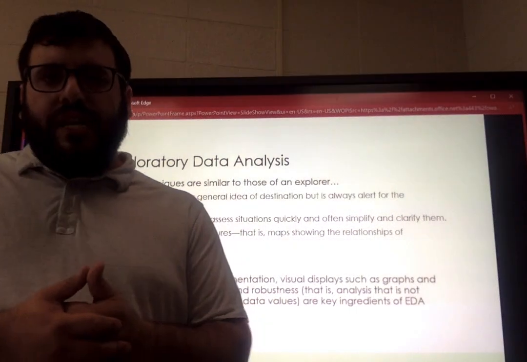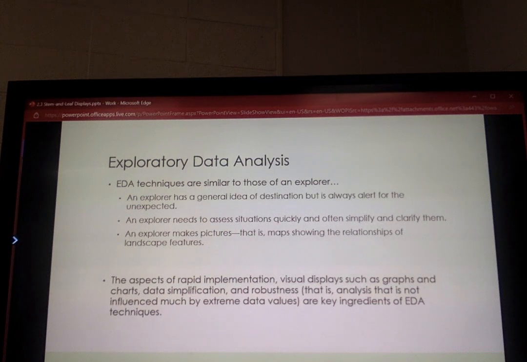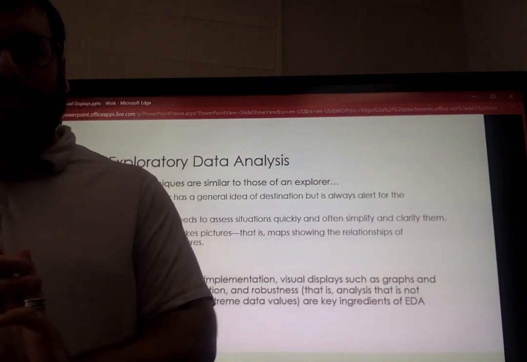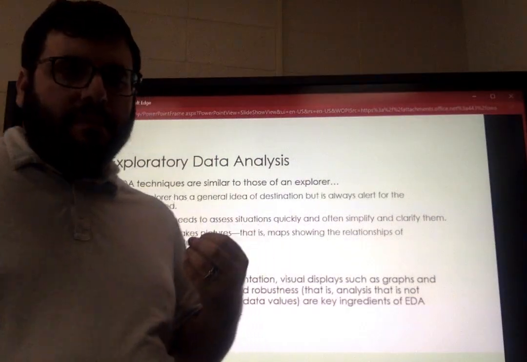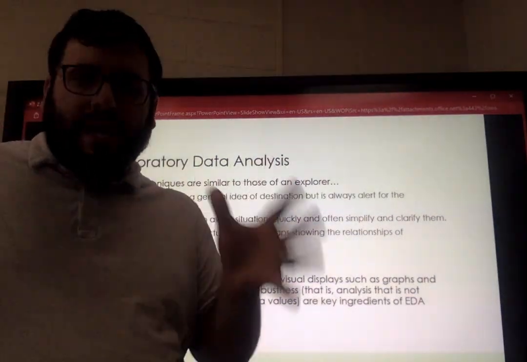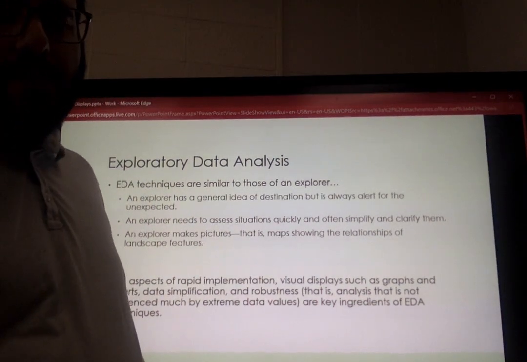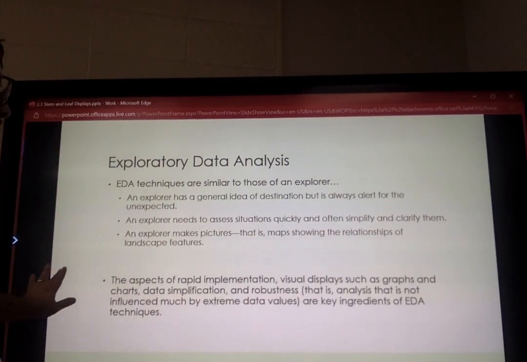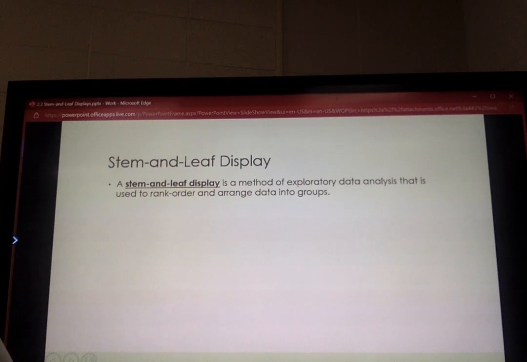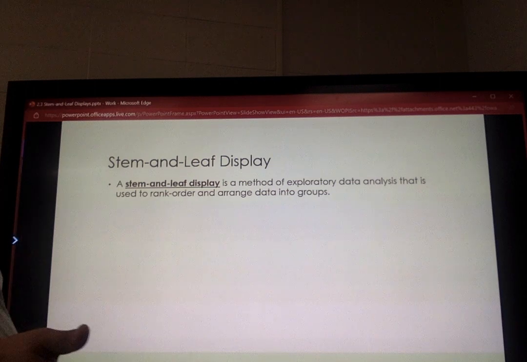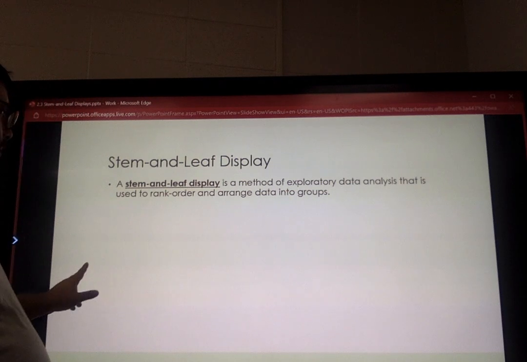Some key components of EDA techniques include rapid implementation, visual displays, data simplification, and analysis with limited or no influence by extreme values. So limited influence, if any at all. All of these components can be found in a stem and leaf display. So what is a stem and leaf display? A stem and leaf display is a method of exploratory data analysis that is used to rank, order, and arrange data into groups. So again, that's two things we're going to be doing while making these displays. We're going to put things in order, and we're going to arrange the data into groups.